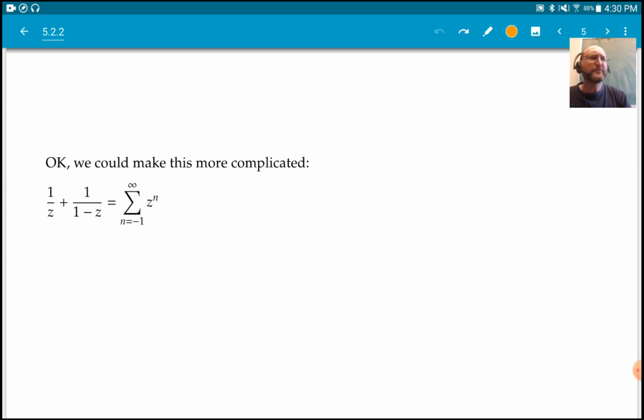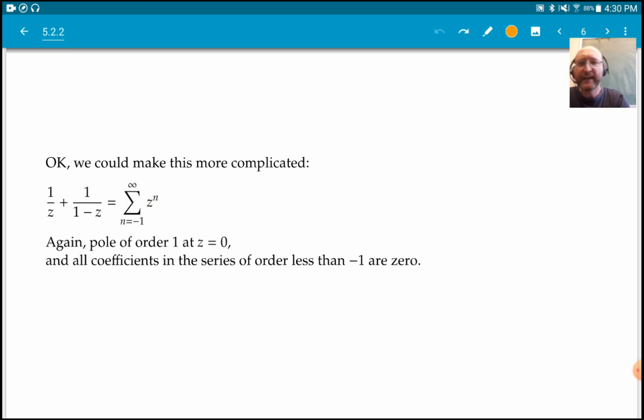Okay, let's make it slightly more complicated. Let's add in some terms. This is not really changing anything, except it is making it look more like a series. So if I add in all the positive powers, it's almost like a geometric series, but I start at -1 instead of at 0. Now it's still a pole of order 1 at the origin, and still all the coefficients in the series of order less than -1 are 0. It's the same idea, it just looks more like a Laurent series.